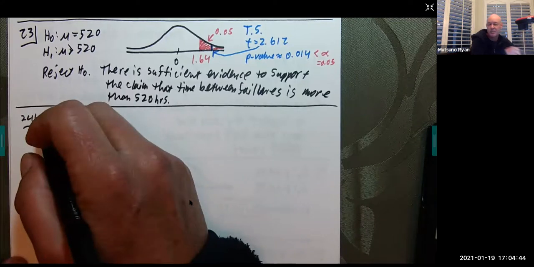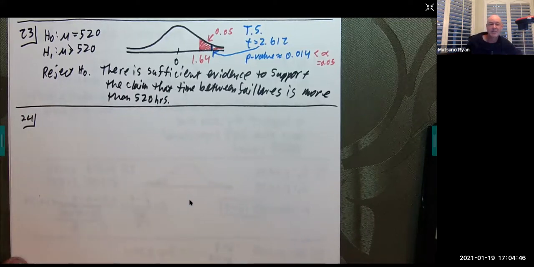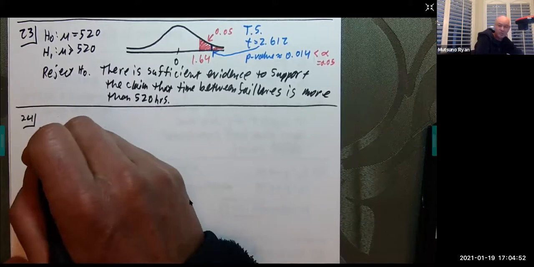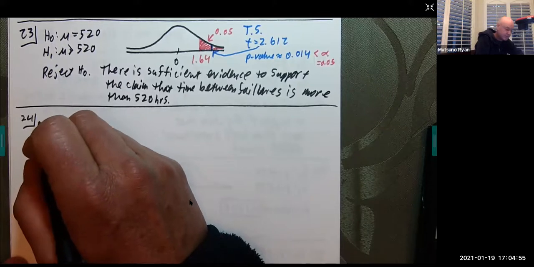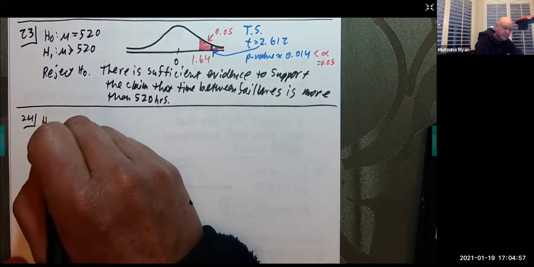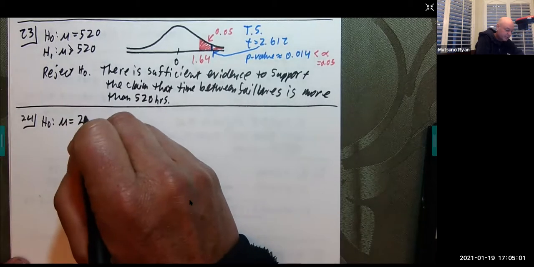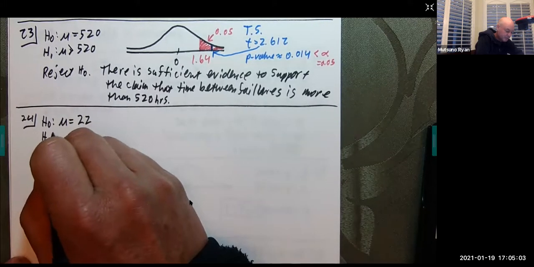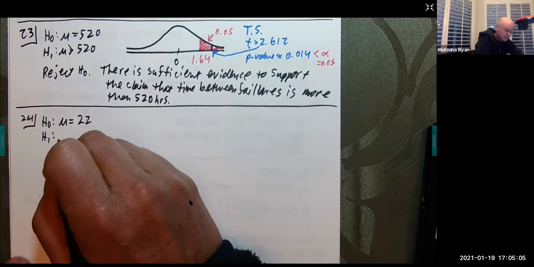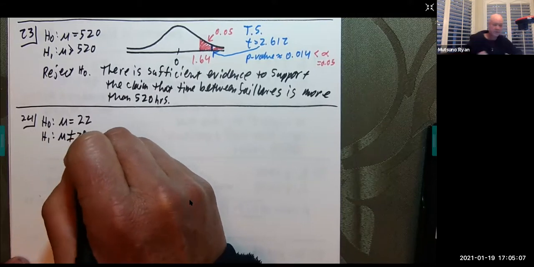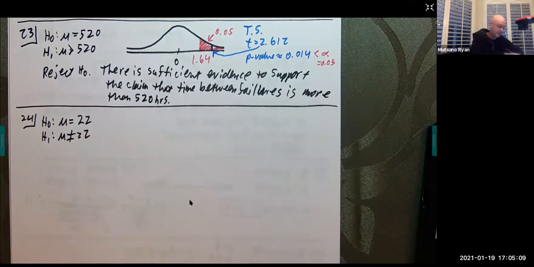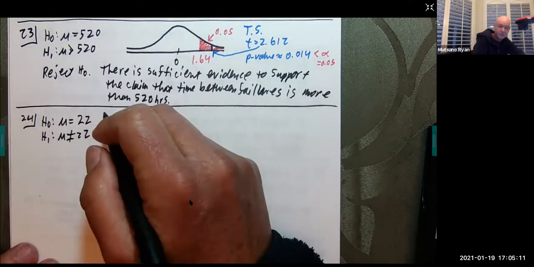And I'm going to actually modify this a little bit. I'm going to say test the claim that the population mean is not 22 degrees Celsius. So I'm going to change it slightly from the way the book is. You can do that on all the test questions. So the mean, 22. And again, I'm modifying this slightly. And this is going to be a z-test.